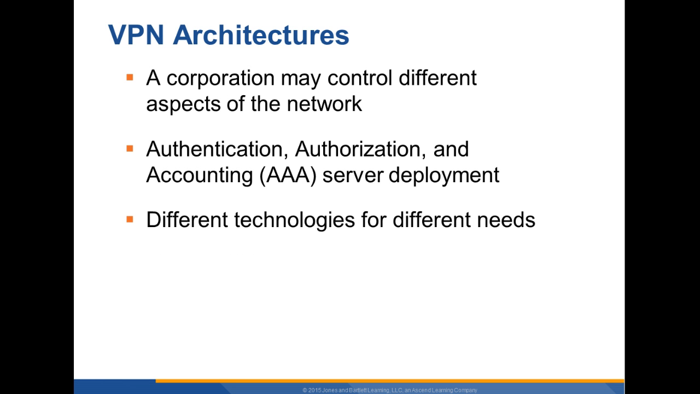A corporation may control different aspects of the network. The provider network uses a service provider infrastructure for VPN services. The customer network is the customer controlled network infrastructure for VPN. Customer site, the physical location, is the only control point, and a provider device not under customer control operates as a routing device.